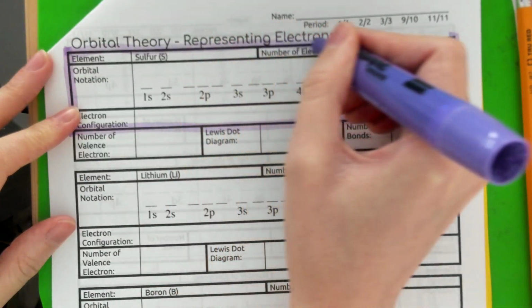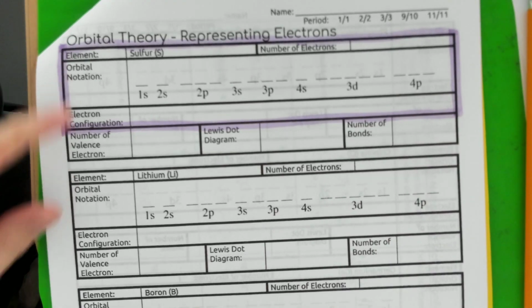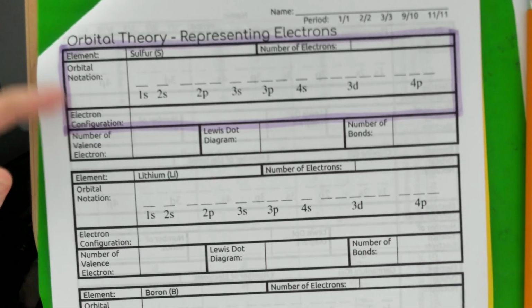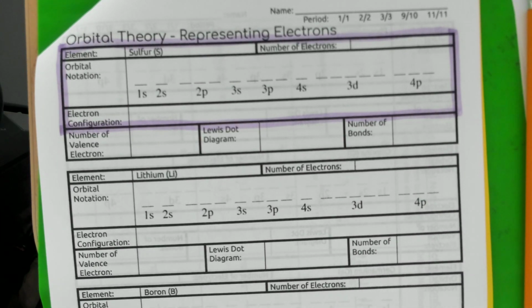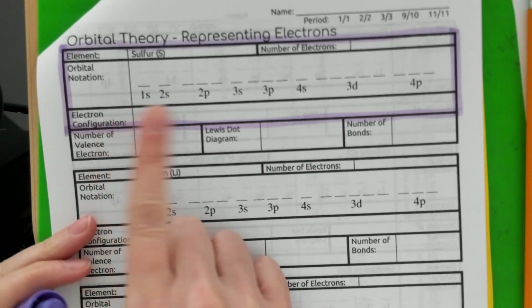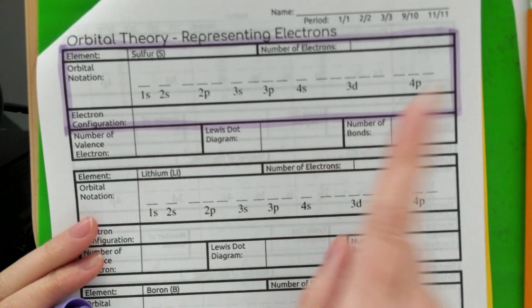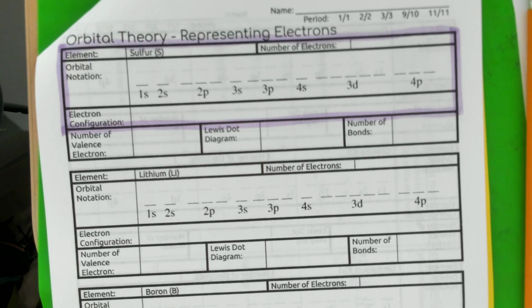So we're only going to do this section, right? In each of these boxes, we're only going to do this top section. We're not going to do that bottom line that says valence electron, Lewis dot diagram, and number of bonds. We're going to come back to that later.